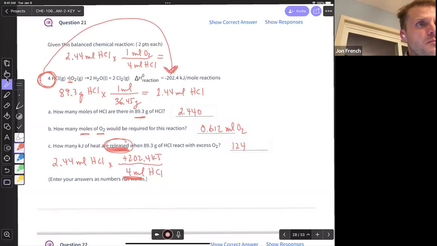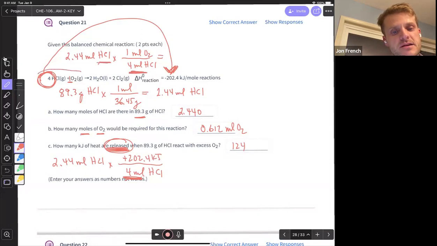Yeah, Will, you want to just do 124 positive, right? And yeah, we needed to use the stoichiometric coefficients as well to convert from HCl to oxygen because they react in a 1-to-4 ratio. So we always need those stoichiometric coefficients, because that's how we convert between different reactants.